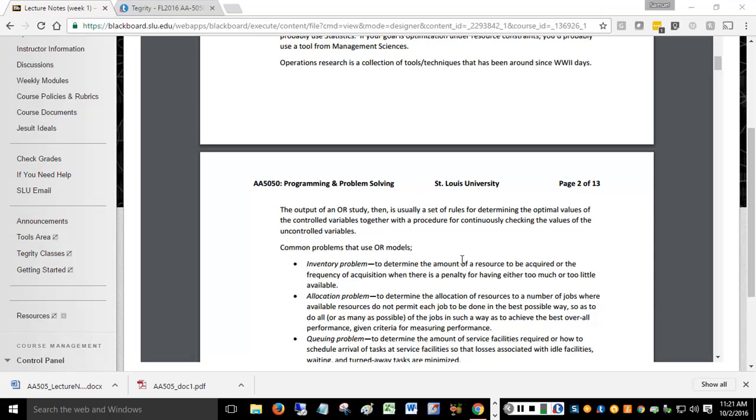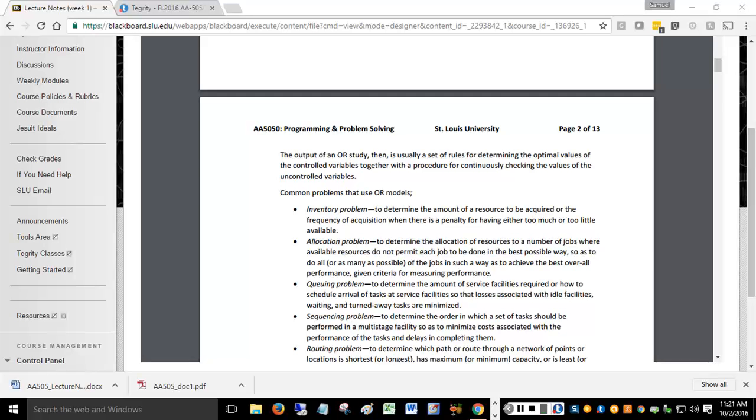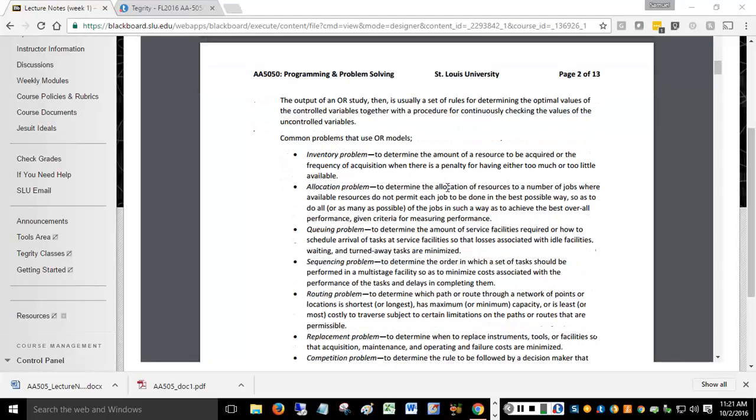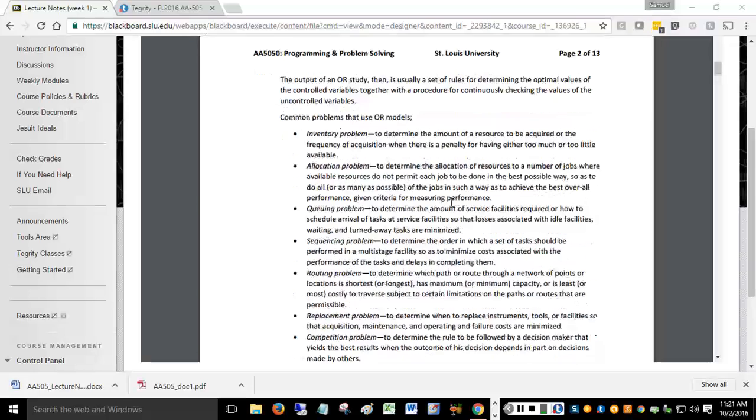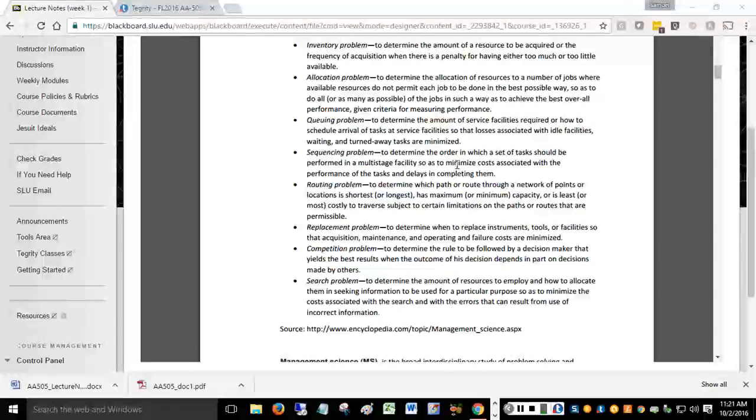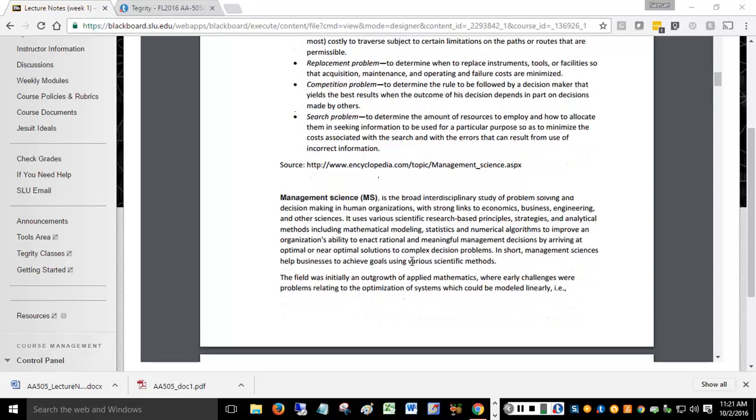Common problems that you would use operations research models for include inventory problems, allocation problems, queuing models, which are also called waiting lines, sequencing problems, how should you change the workflow so that you can achieve optimization, routing problems, typically called the traveling salesman problems, replacement problems, competition, search problems, and so forth.